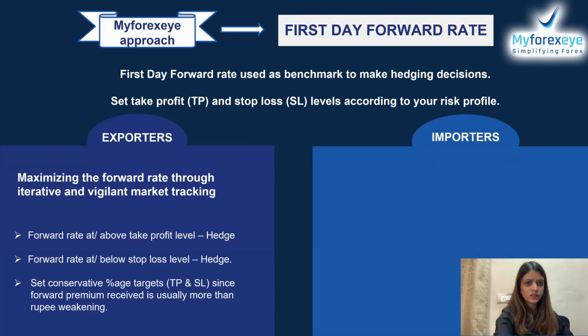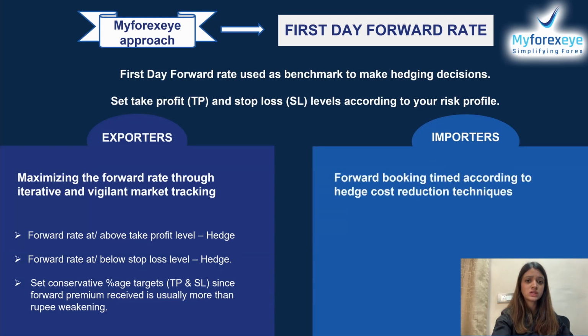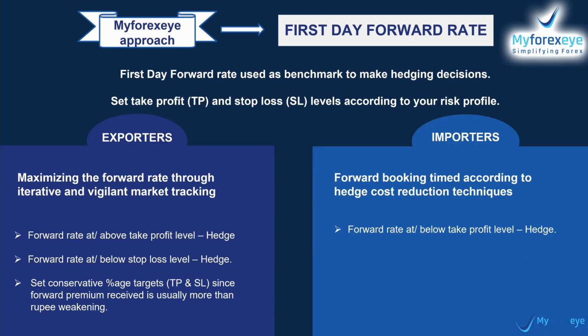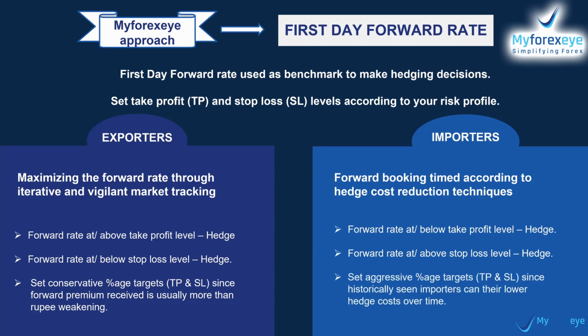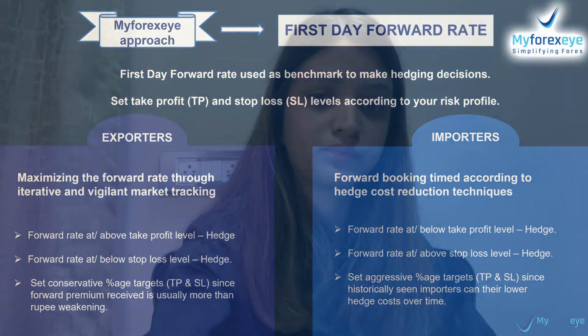Now let's look at the case for importers. So the objective for importers is that the forward booking is timed so that the hedge cost is reduced. So if the forward rate is at or below the take profit level, we will hedge. And if the forward rate is at or above the stop loss level, we will hedge to cap any further losses. The same analysis done earlier showed that importers should set aggressive percentage parameters, since historically it's seen that importers can reduce their hedge cost.